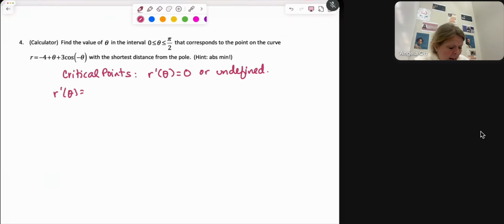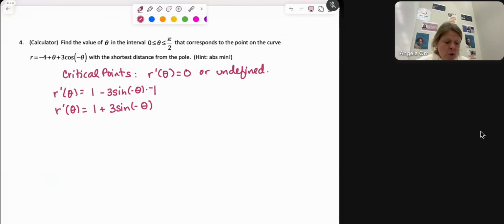The derivative of -4 is 0. The derivative of 1 theta is just 1. And the derivative of 3 cosine of negative theta is going to be -3 sine of negative theta, but then I need to multiply by a -1, which is the derivative of the inner function, negative theta. So I multiply by a -1. And so if I simplify this just a little bit, I get r prime of theta is equal to 1 plus 3 sine of negative theta.